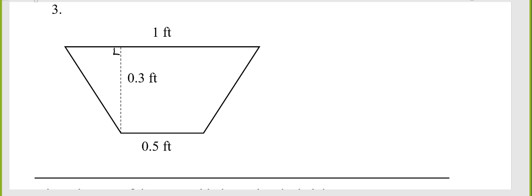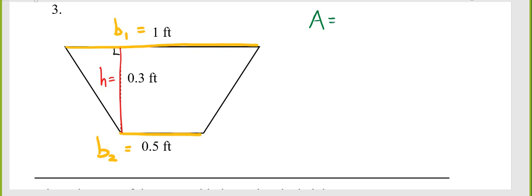Number 3, it really doesn't matter if it's right side up or upside down. You just need to make sure you can identify the bases, the 2 lines that are parallel to each other. So I'm going to call base 1 equal to 1 foot. Base 2 is 0.5 feet. And my height is 0.3 feet. You with me? Yep.